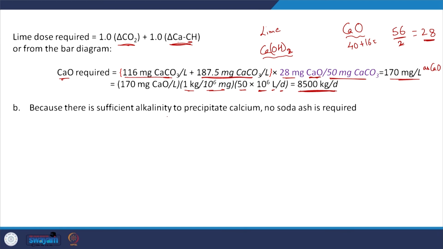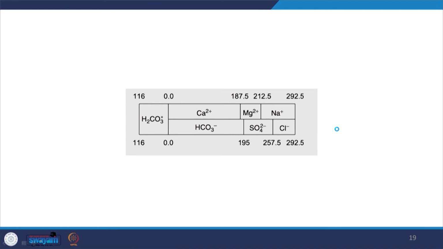Because there is sufficient alkalinity to precipitate calcium, as I mentioned, no soda ash is required. Everything is associated with HCO3 minus. To precipitate CaCO3 solid, I just need to change the pH such that HCO3 minus now becomes CO3 2 minus. And this CO3 2 minus will react with the calcium and form the precipitate. That's why we don't need to add soda ash.